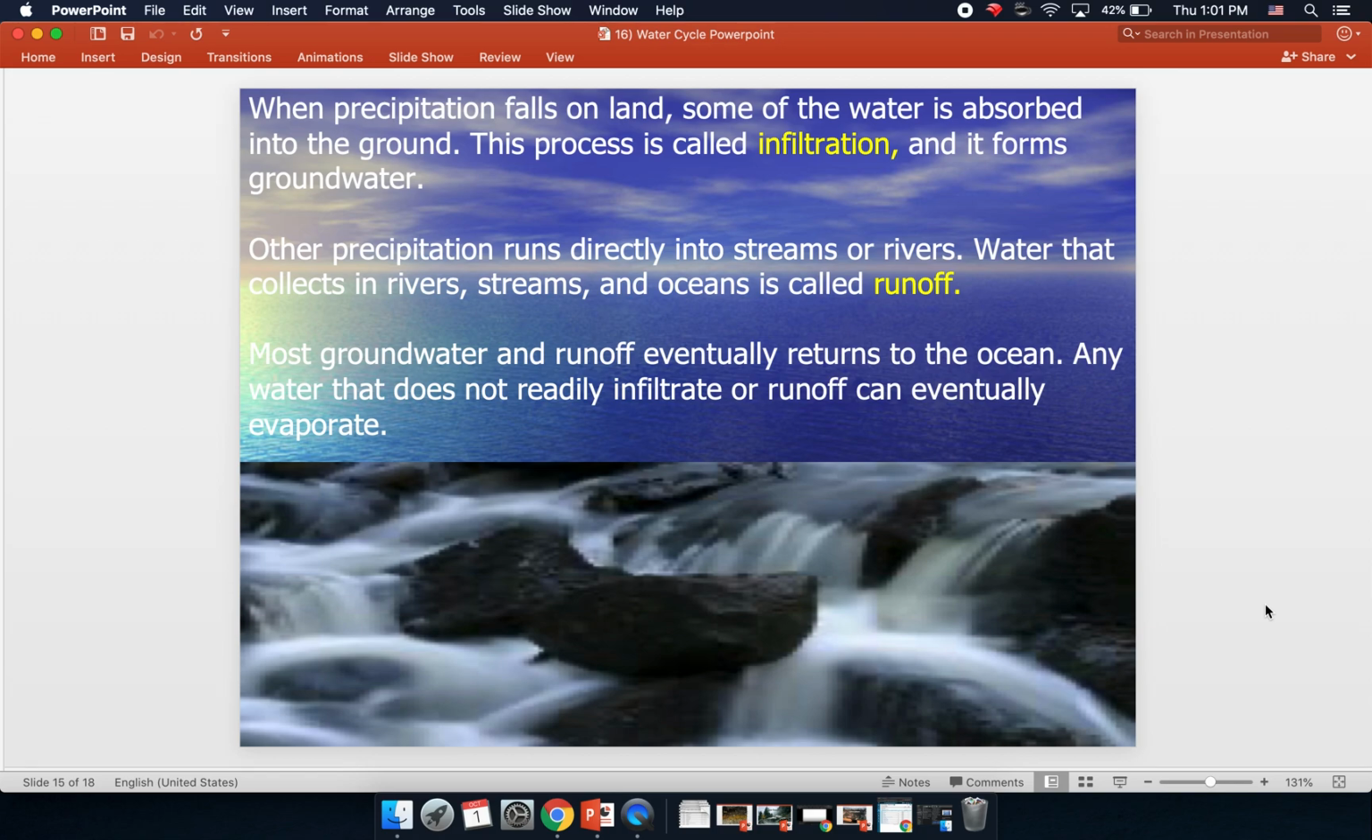Other precipitation that can't infiltrate is going to run off and end up going to the lowest point it can reach, which is usually a stream, a river, or other body of water. Okay, so this water that collects in rivers, streams, oceans, or some other low-lying place, we call runoff. Most groundwater and runoff eventually returns to the ocean. Any water that does not readily infiltrate or run off can eventually evaporate.